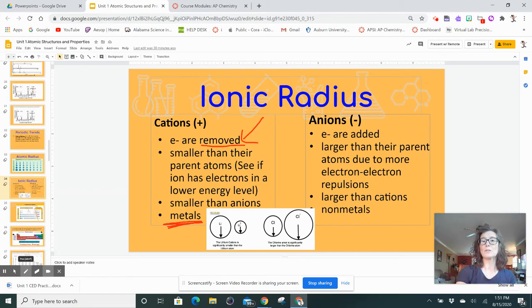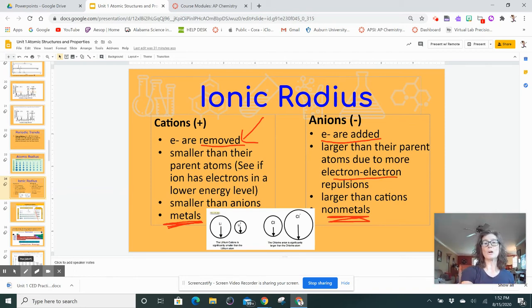For the anions, this is where we add electrons, and they are going to be bigger than their parent atoms, and they're going to be larger than cations. Most of these are nonmetals, and again, we have to know why. The reason for this is because you're adding more electrons in. Like charges repel each other, so those electrons are going to repel each other and get further away. So the anion is going to get bigger because of electron repulsions.